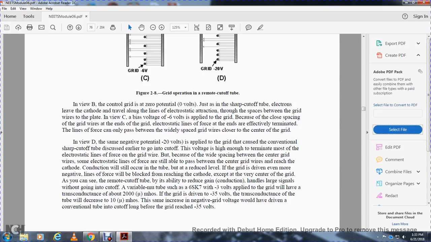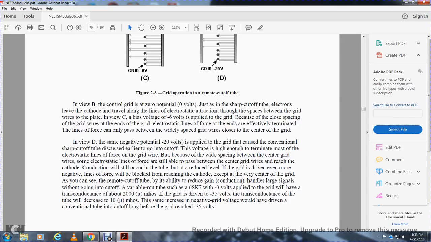In view D, a negative potential of some volts, -20 volts, is applied to the grid of the tube, compared with the sharp cutoff of the conventional tube discussed earlier. With the cutoff voltage high enough to terminate most of the electrostatic lines of force on the grid wires, because of the wide spacing between the center grid wires, some of the electrostatic lines of force are still able to pass between the center grid wires and reach the cathode.